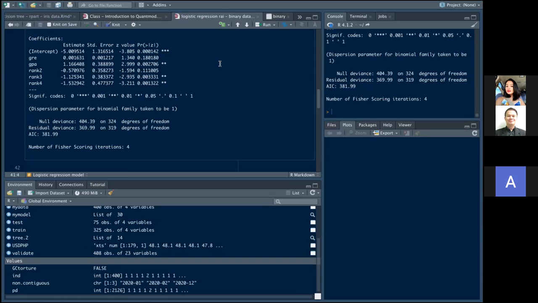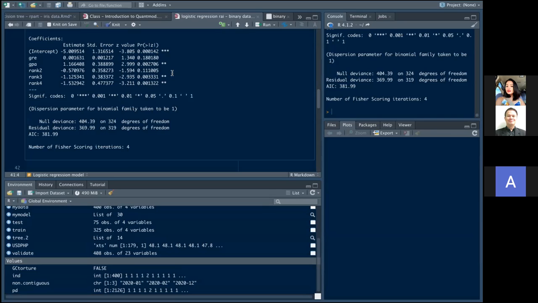Increase in being admitted. Okay, that's what the 1.166 there indicates. How about rank 3? Rank 2 is not significant, so we don't interpret that. Rank 3, negative 1.125. So the categorical variables, when used as independent variables, are always used in relation to your benchmark. So what's your benchmark here? Your benchmark is rank 1 because it does not appear among your predictors.